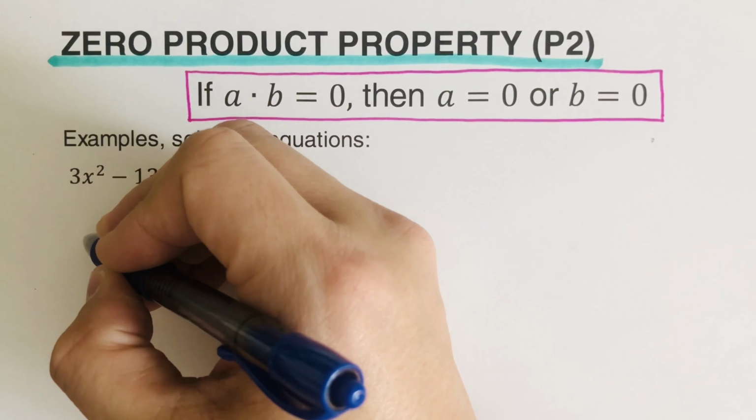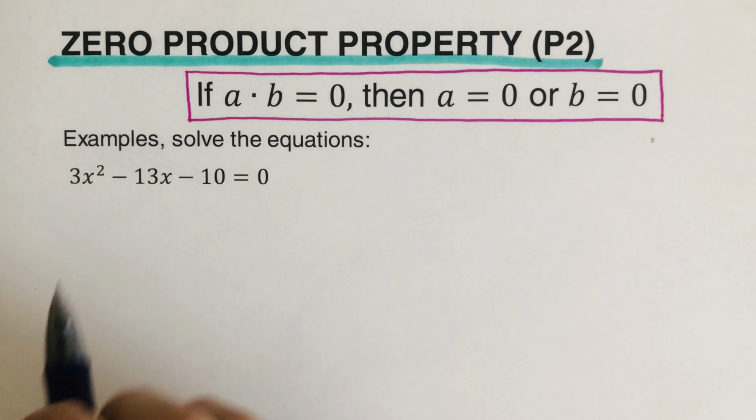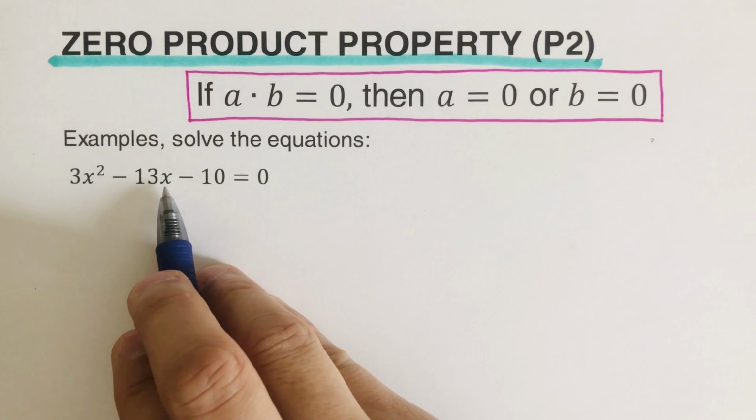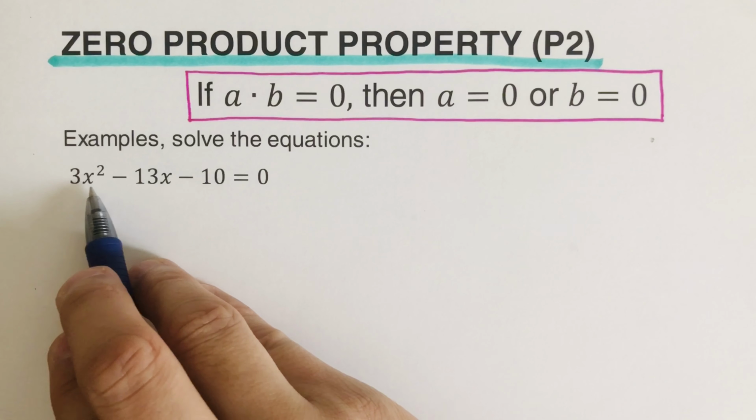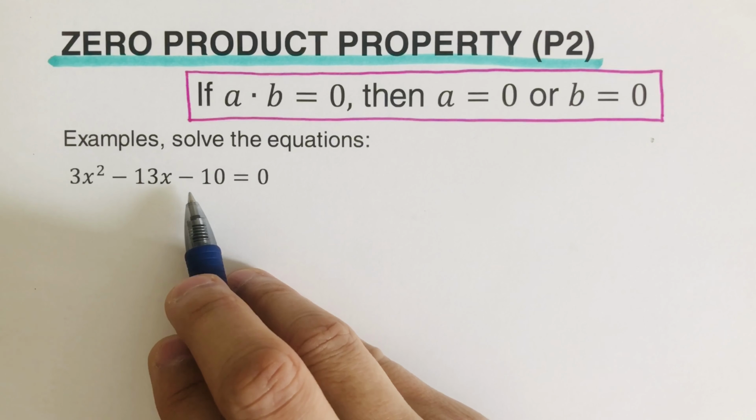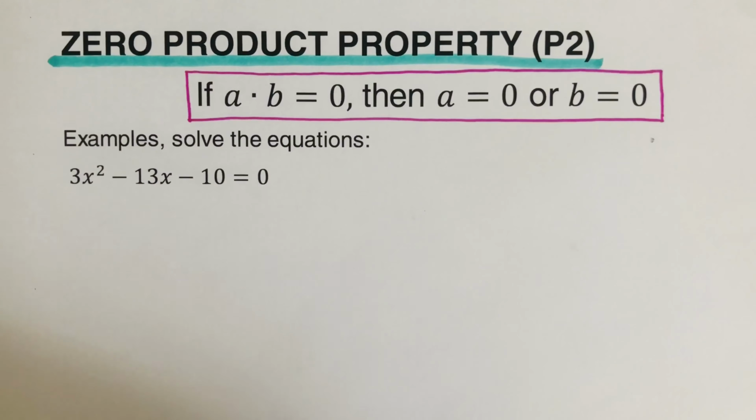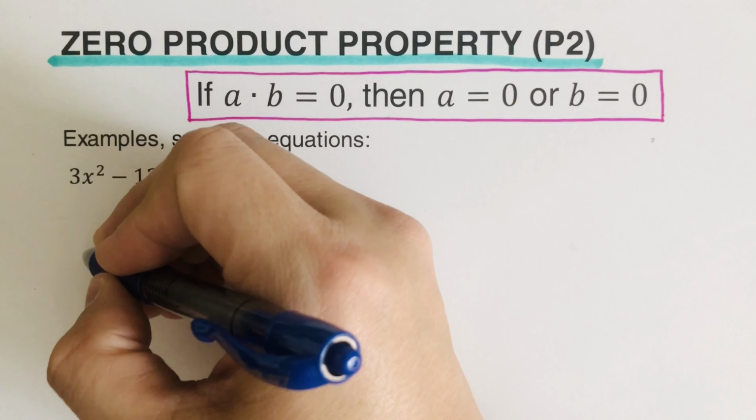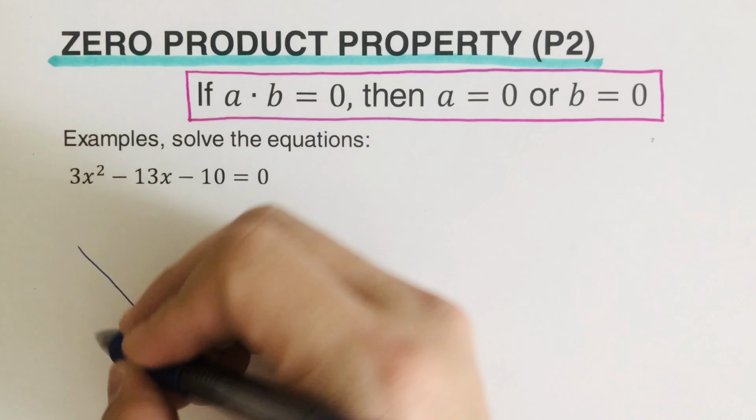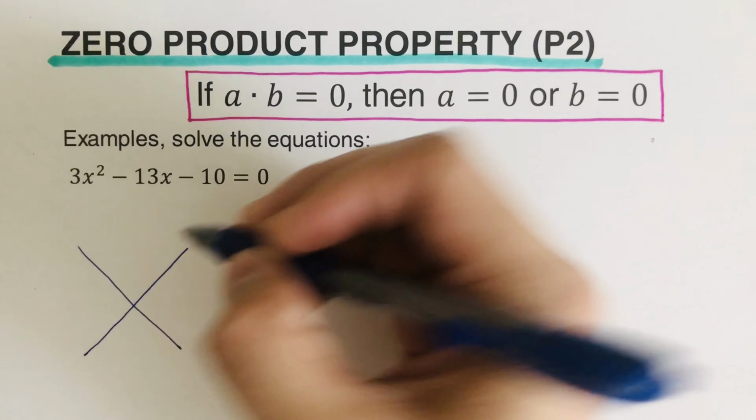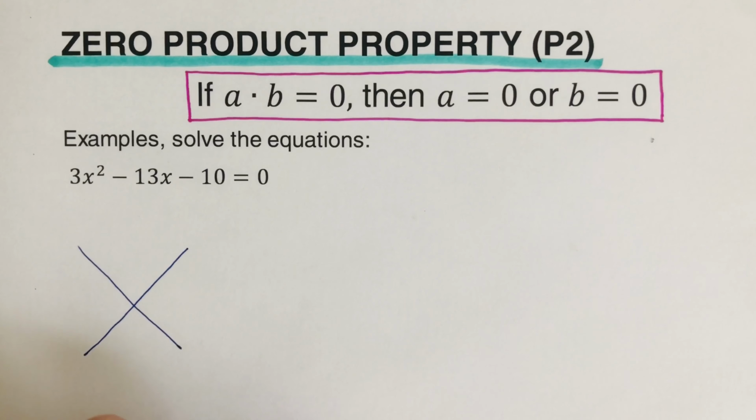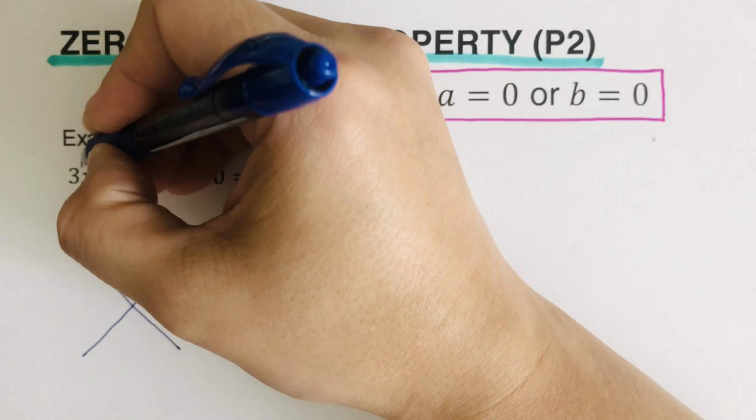Since this is not in factored form, we are going to change this general form into factored form so that we can apply the zero product property. To do that, we're going to use the box and diamond. It's pretty much the same thing. Again, there is another video that talks about how to use the box and diamond in order to factor quadratic expressions. So first, we're going to multiply these two.